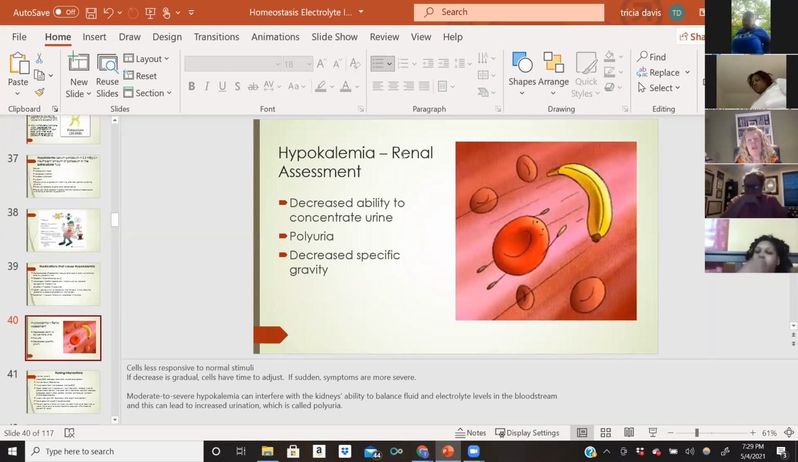So when we're looking at the renal assessment for hypokalemia, these patients are going to have a decreased ability to be able to concentrate urine. So if they cannot concentrate their urine, what are they going to be doing? They're going to be going to the bathroom all the time, right? So that's what we call polyuria. And then they're going to have a decreased specific gravity, which is a test. It's a lab that we look at. It's called decreased specific gravity.